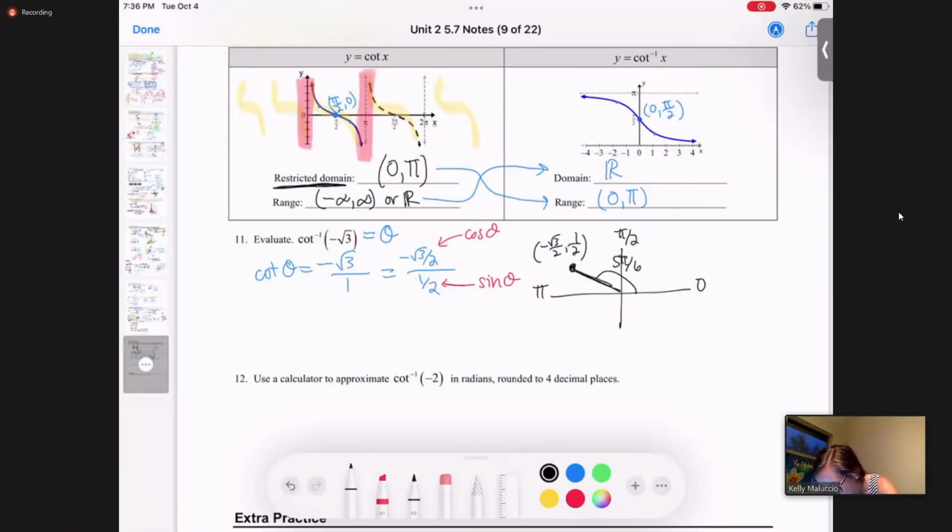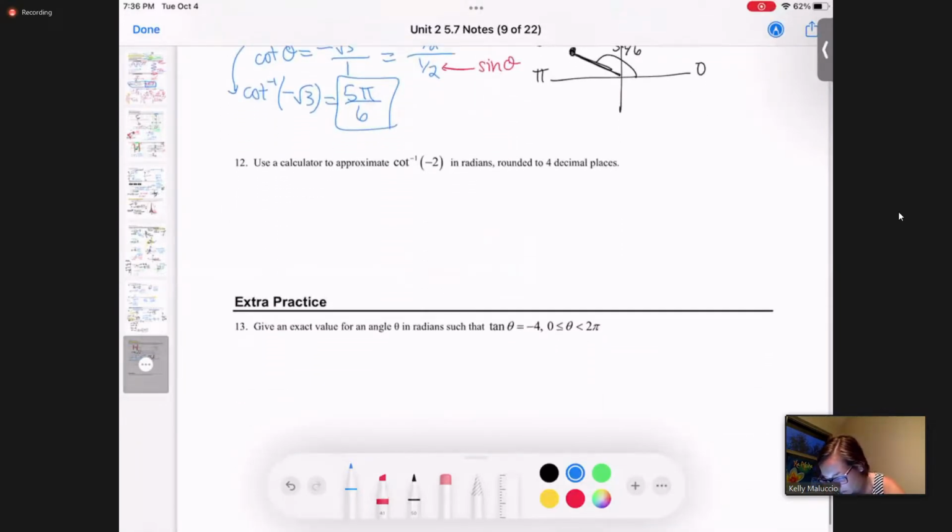And so I can say cotangent inverse of -√3 equals 5 pi/6. And I just rewrote the problem here, right? Now, there are different ways you can do that. You can convert it in other ways and things like this, but okay.